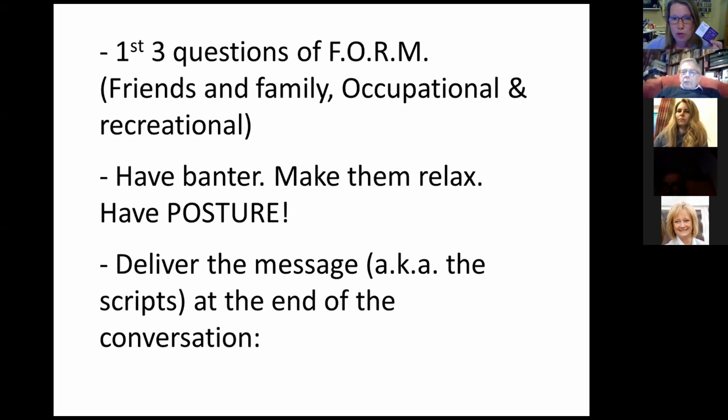And that's where this really comes in, and where we want to be creating the team culture of utilizing a process like this. So we want to be using FORM to begin with. For people who haven't heard of that before, FORM is an acronym that stands for friends and family, O is for occupational, R is for recreational, and M is for message. So the first 3 bits just come as natural parts of conversation. And that's something that you can really be practicing.